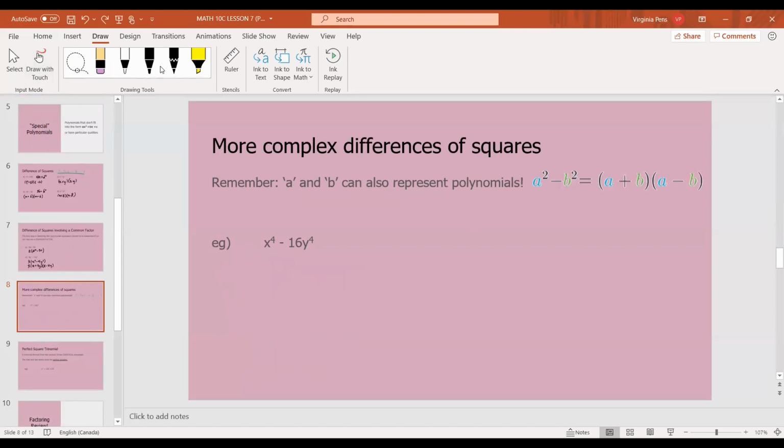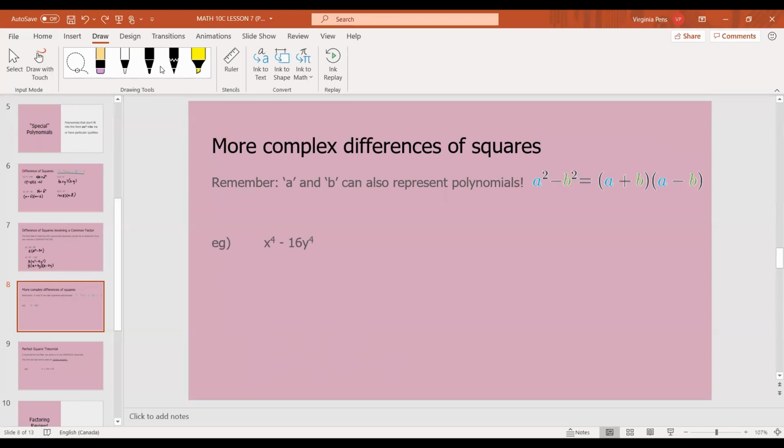All right, so now we're going to take a look at some more complex, but it's not really that complex, they're just different, differences of squares. So a reminder from last week, I've told you about this briefly, but a and b can also represent polynomials. So you can put an entire polynomial expression inside a. It can get very, very messy sometimes if those polynomial expressions are long. But over here, I've given you a relatively friendly example.